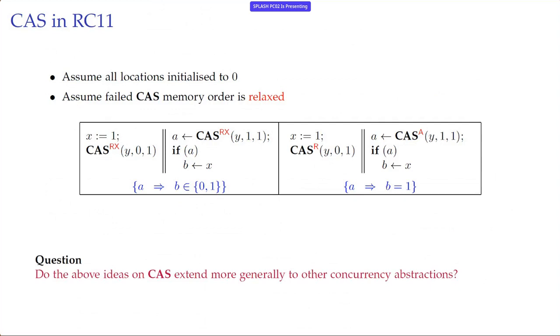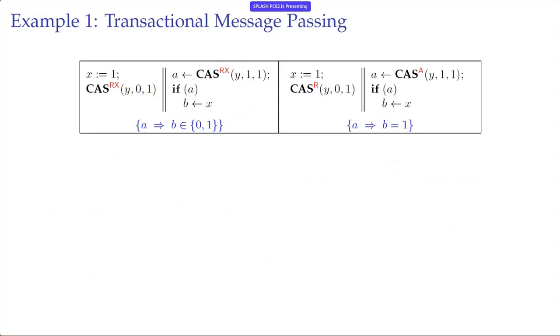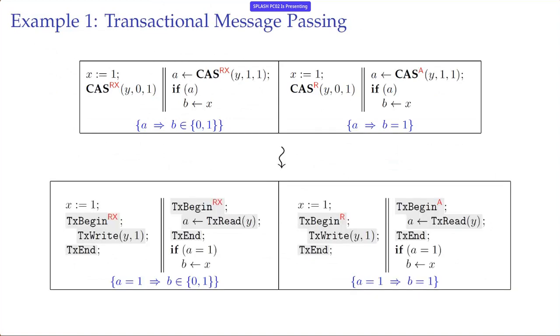So now the question we're asking is whether these sorts of abstractions or these ideas extend to other concurrency abstractions, and what we're looking at are release-acquire transactions. So it's transactions with annotations that tell you what kinds of guarantees you're providing to the client. This is what we had before, and now we're going to extend this and develop a transactional way of synchronizing clients, but also synchronizing the transactions themselves as well.